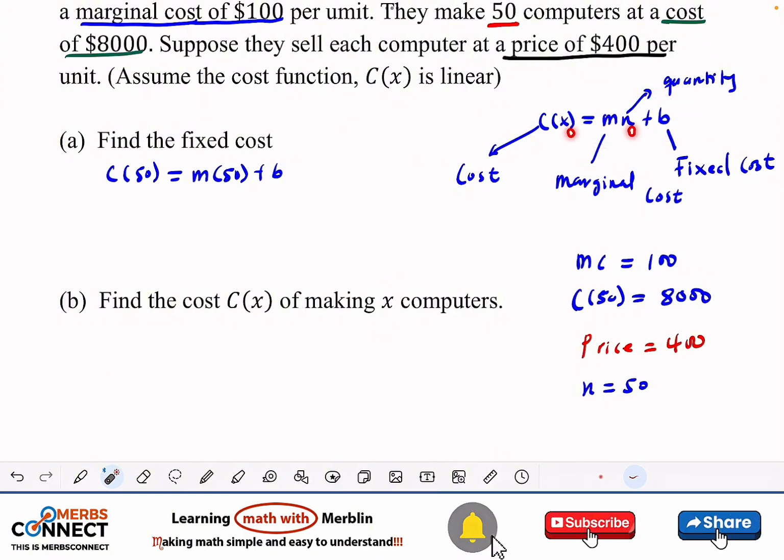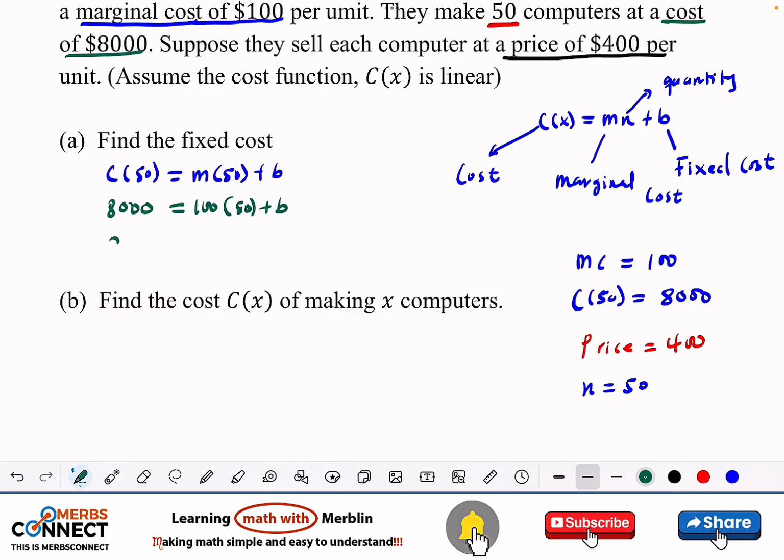X is 50, so I plug in 50. Now what is c of 50? C of 50 is 8,000. So I'm going to have 8,000, which is equal to, what is m? The m here, the slope, is the marginal cost. So we have 100 times 50 plus b. So this one will help us to find b.